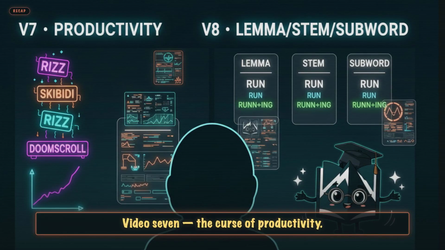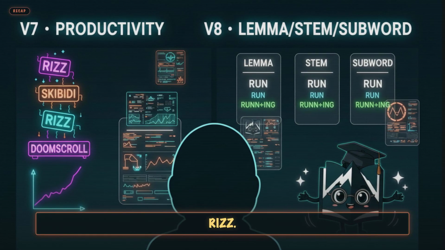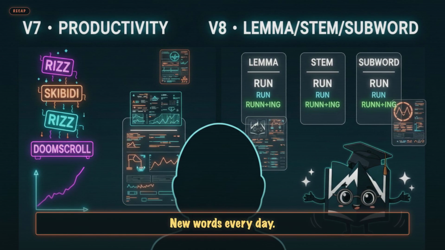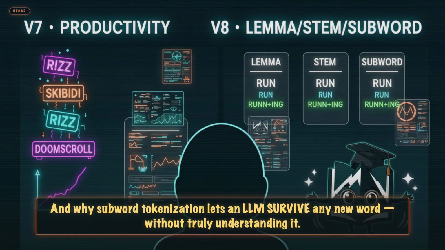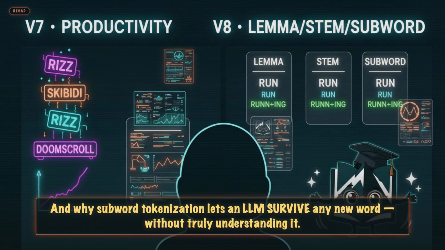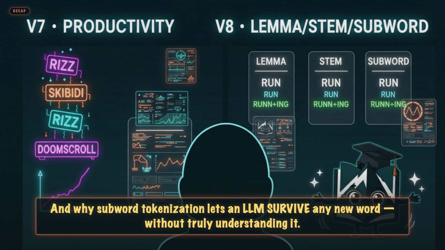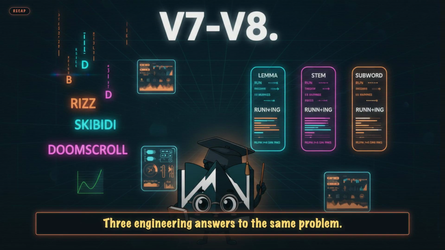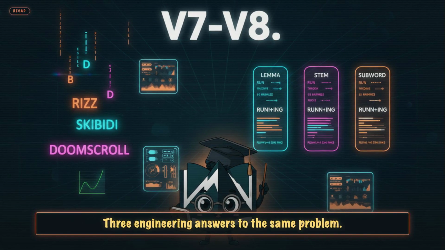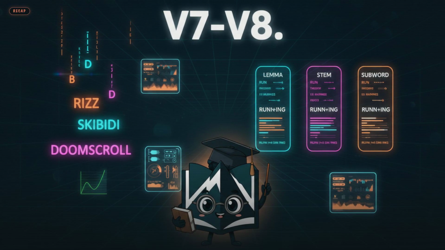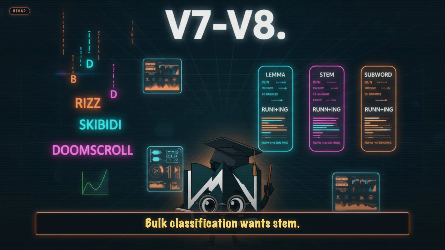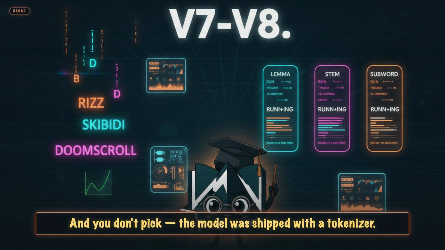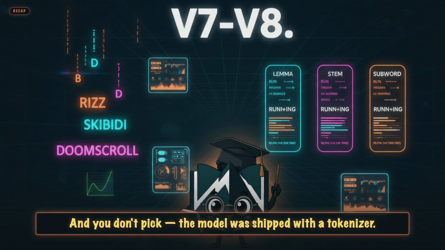Video 7, the curse of productivity. RIZZ, Skibbity, Delulu, Doomscroll, new words every day, the Zipf long tail, and why subword tokenization lets an LLM survive any new word without truly understanding it. Video 8, lemma versus stem versus subword. 3 engineering answers to the same problem. Search wants lemma, bulk classification wants stem, any modern LLM wants subword, and you don't pick. The model was shipped with a tokenizer.